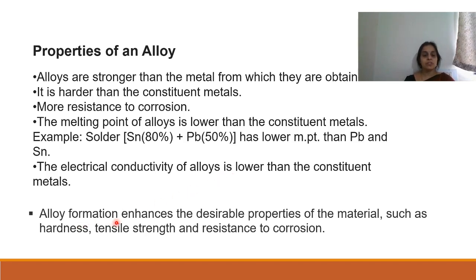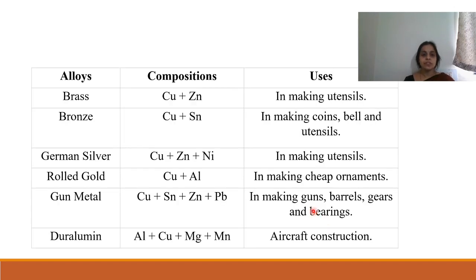Coming to alloy formation, it enhances the desirable properties of a material such as hardness, tensile strength, and resistance to corrosion. Coming to different alloys, their composition and uses. Brass, a mixture of copper and zinc, is used in making utensils. Bronze, copper and tin, is used for making coins, bells, and utensils. German silver, copper, zinc, and nickel, is used in making utensils.